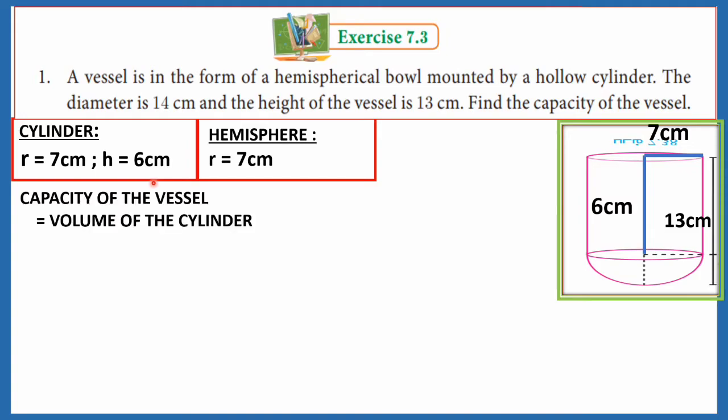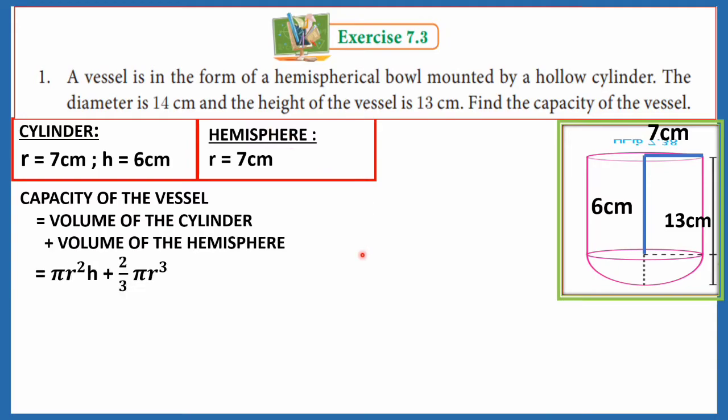Capacity of the vessel equals volume of the cylinder plus volume of the hemisphere. Volume of the cylinder is pi r square h, plus volume of the hemisphere, 2 by 3 pi r cube. Substitute the values. Pi into radius 7. See here, we have to substitute the height of the cylinder, not the total height. So 6. Then 2 by 3 pi into radius 7.